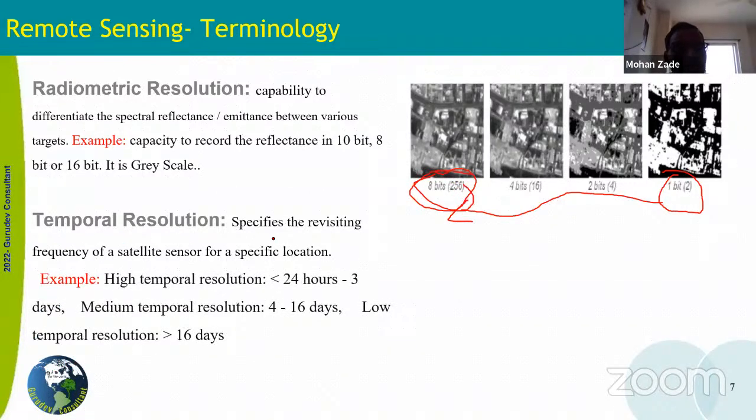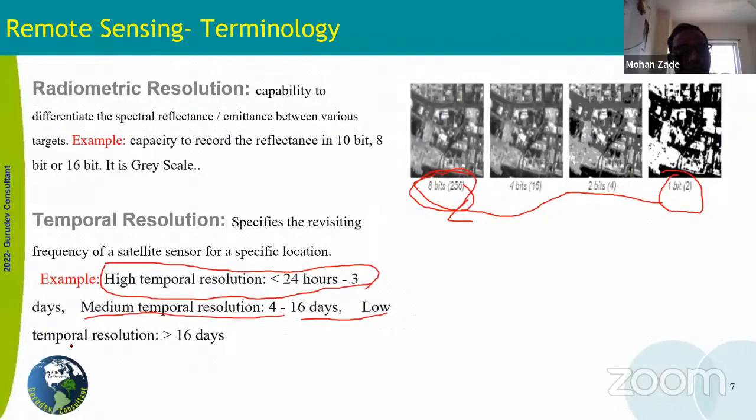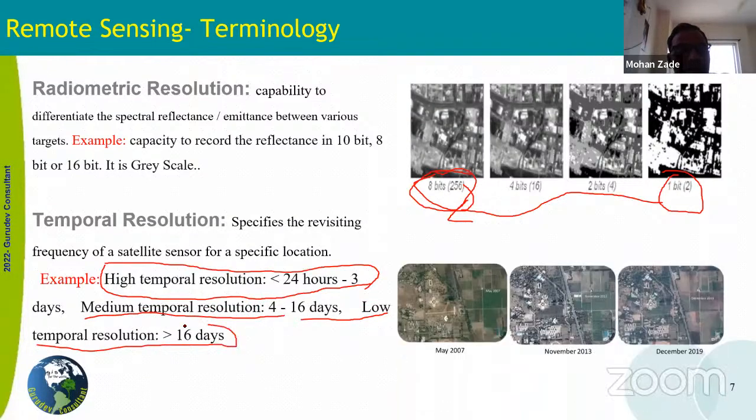The next is temporal resolution. Temporal means how many times a satellite can take a picture of the same piece of land or same location. So the number of visits, the time between the first visit and second visit, is the temporal resolution. High temporal resolution is less than 24 hours or 3 days. Medium temporal resolution is 4 to 16 days. And low temporal resolution is greater than 16 days.